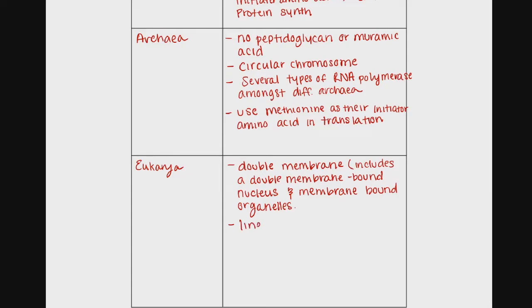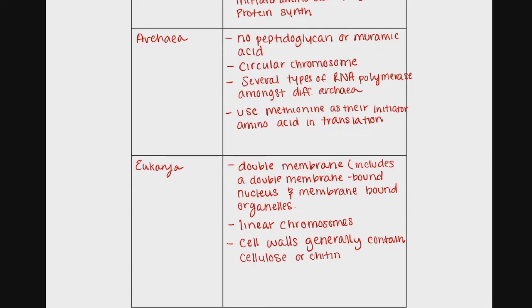Eukaryotes have linear chromosomes as opposed to circular that we're seeing elsewhere. And when they have cell walls, remember that eukaryotes don't always, but cell walls generally contain cellulose or chitin. And similarly to archaea, methionine is the initiator amino acid in translation.